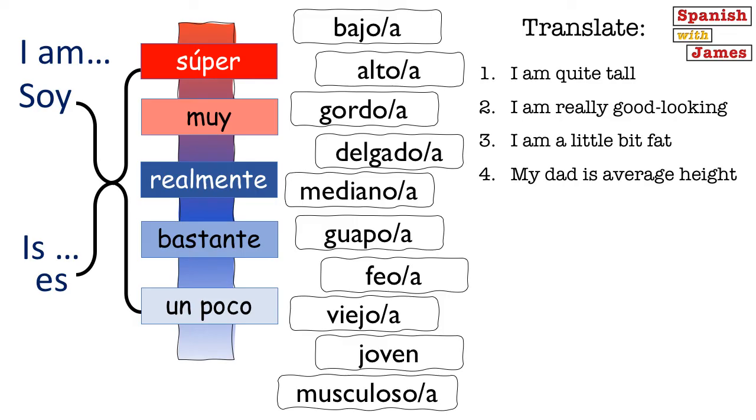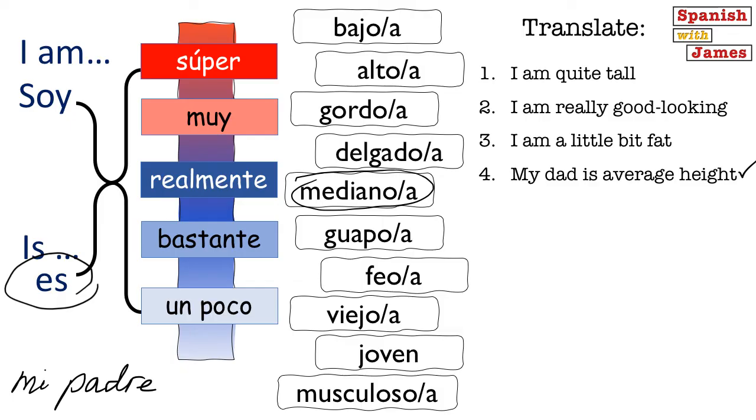Número cuatro, my dad is average height. So we need to remember some of our family member vocabulary here. When you're ready, pause the video and then push play to go through. My dad is average height. Mi padre, my dad, es mediano. Okay, in the masculine form because it's mi padre.